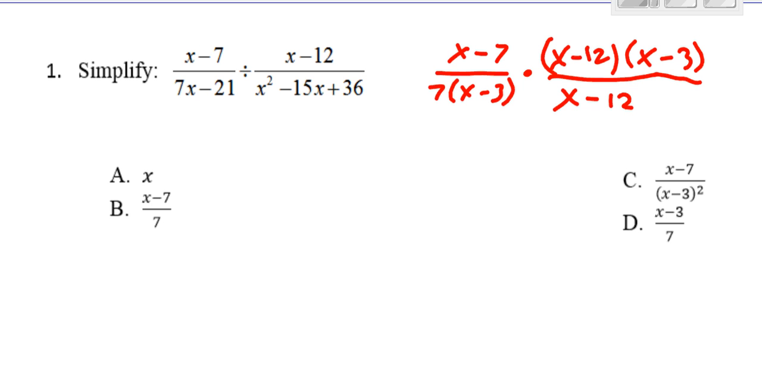Anything that's on top cancels its match on the bottom. So the x minus 12, x minus 12, x minus 3, x minus 3. All we're left with is x minus 7 over 7. So B.